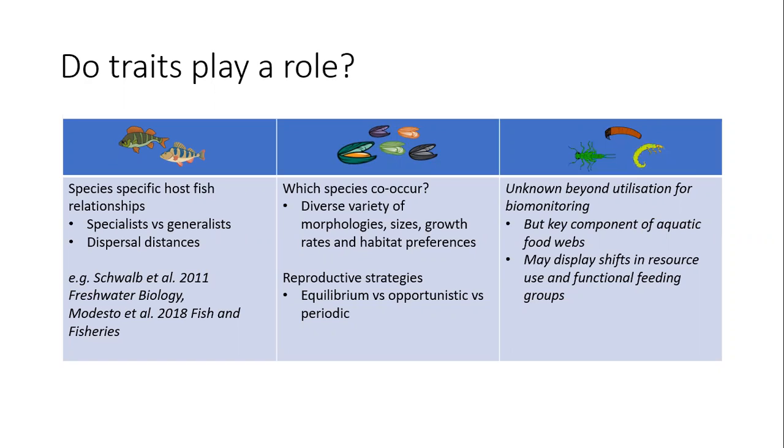The relationship of benthic invertebrate traits to mussels is also not particularly well understood, beyond the potential for mussel ecosystem functions to alter nearby invertebrate communities. However, invertebrates are key components of aquatic food webs and may display shifts in resource use and functional feeding groups in response to similar stresses that affect mussels. And so I'm particularly interested in the interspecies interaction between mussels and the interactions between mussels and benthic invertebrates to understand whether these need to be included into conservation and restoration.